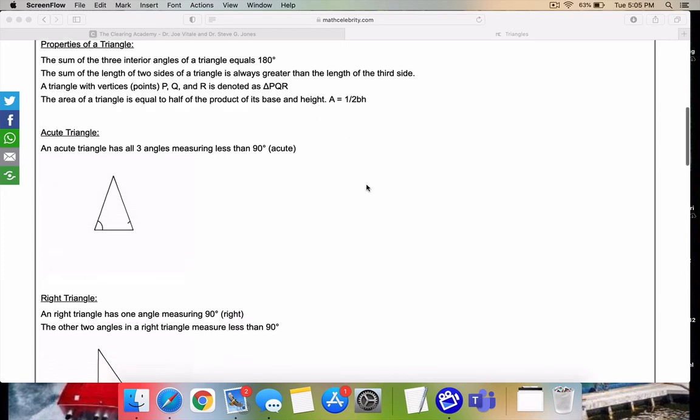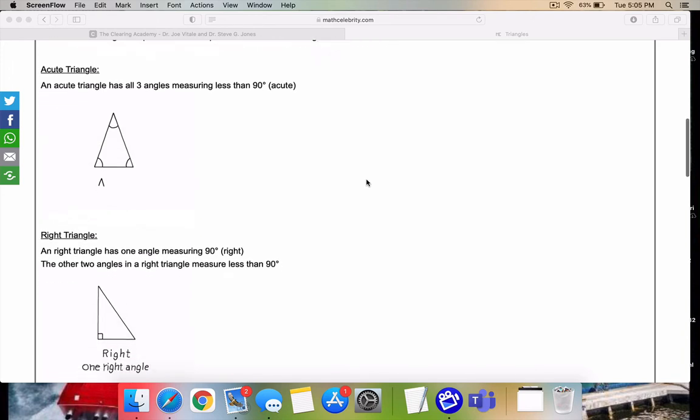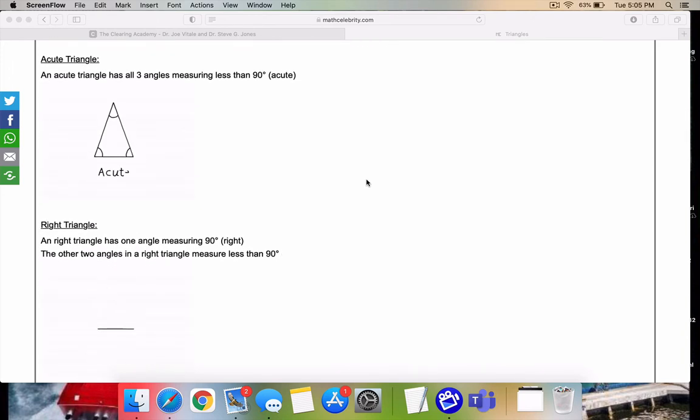Let's move on to various classifications of triangles, the first of which is called an acute triangle. An acute triangle has all 3 angles measuring less than 90 degrees, which we call acute.